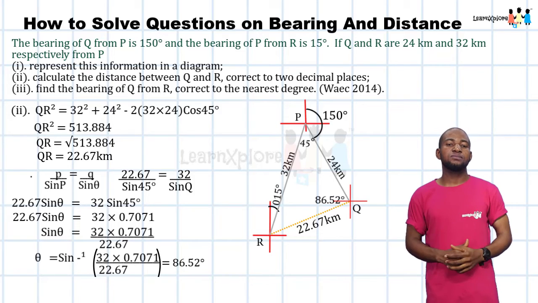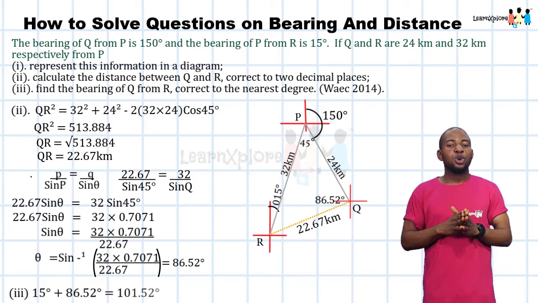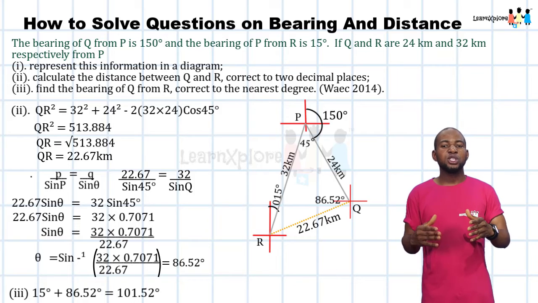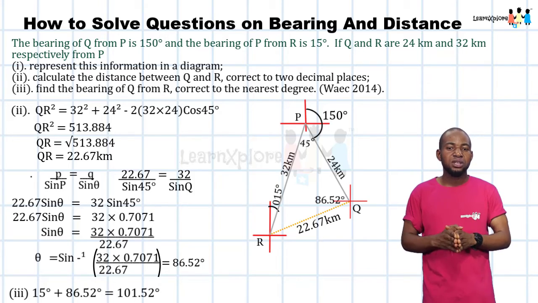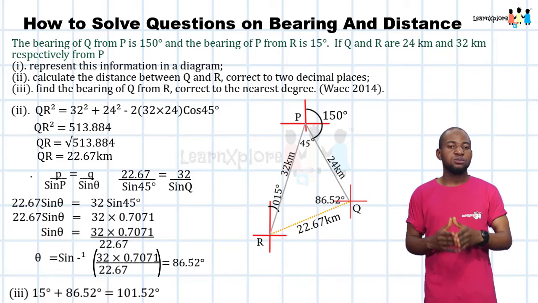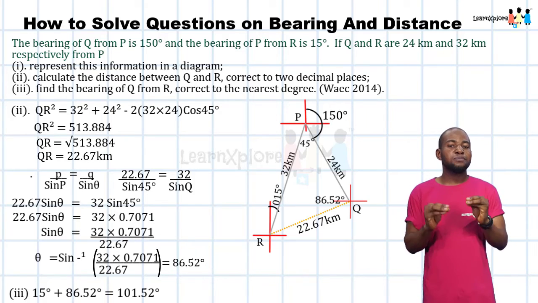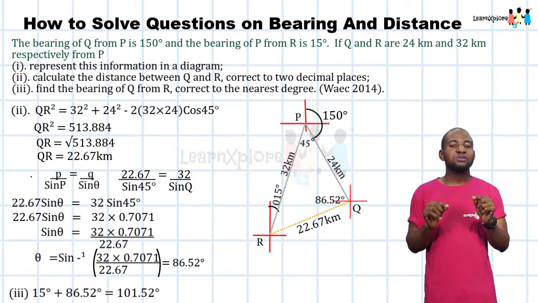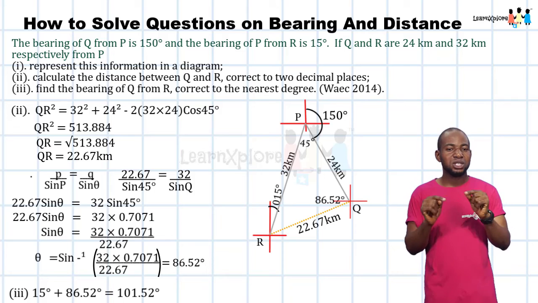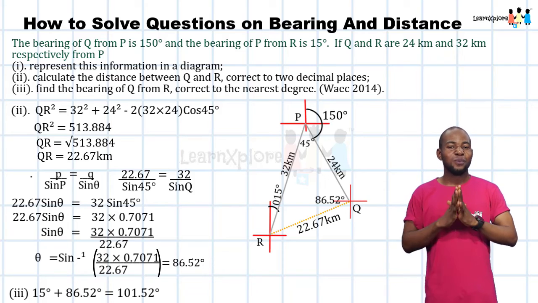86.52 degrees. The bearing of Q from R is the sum of the bearing of P from R and the value of Q. That is 15 degrees plus 86.52 degrees is equal to 101.52 degrees. And that will be all for this lesson.